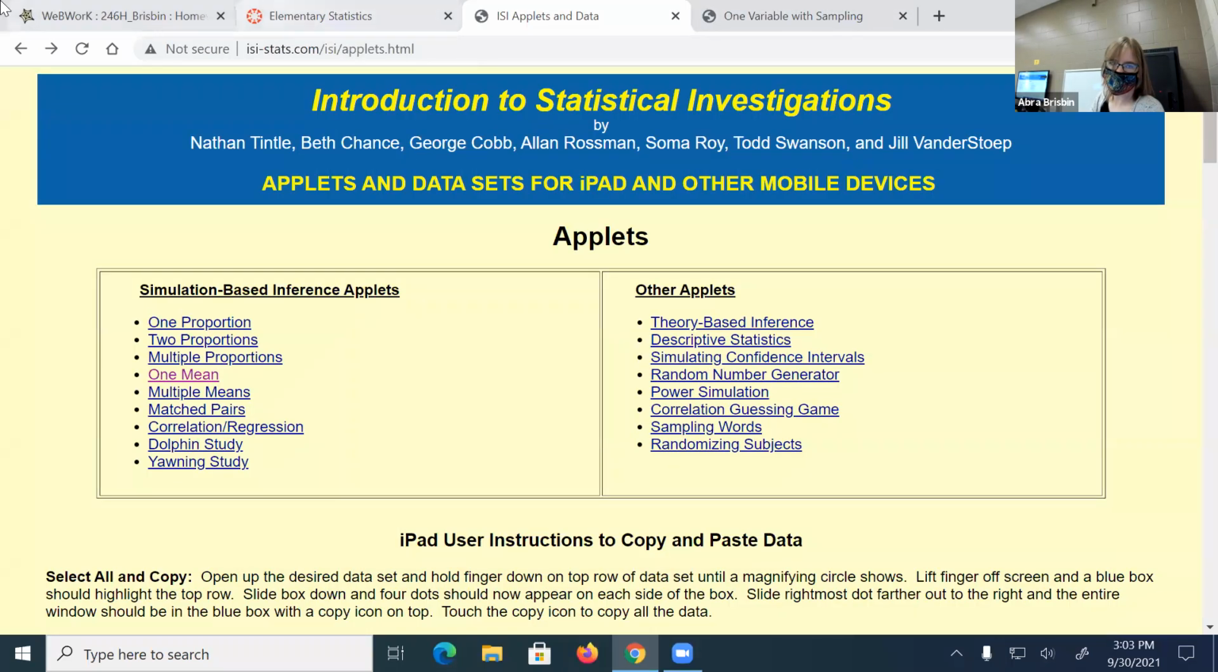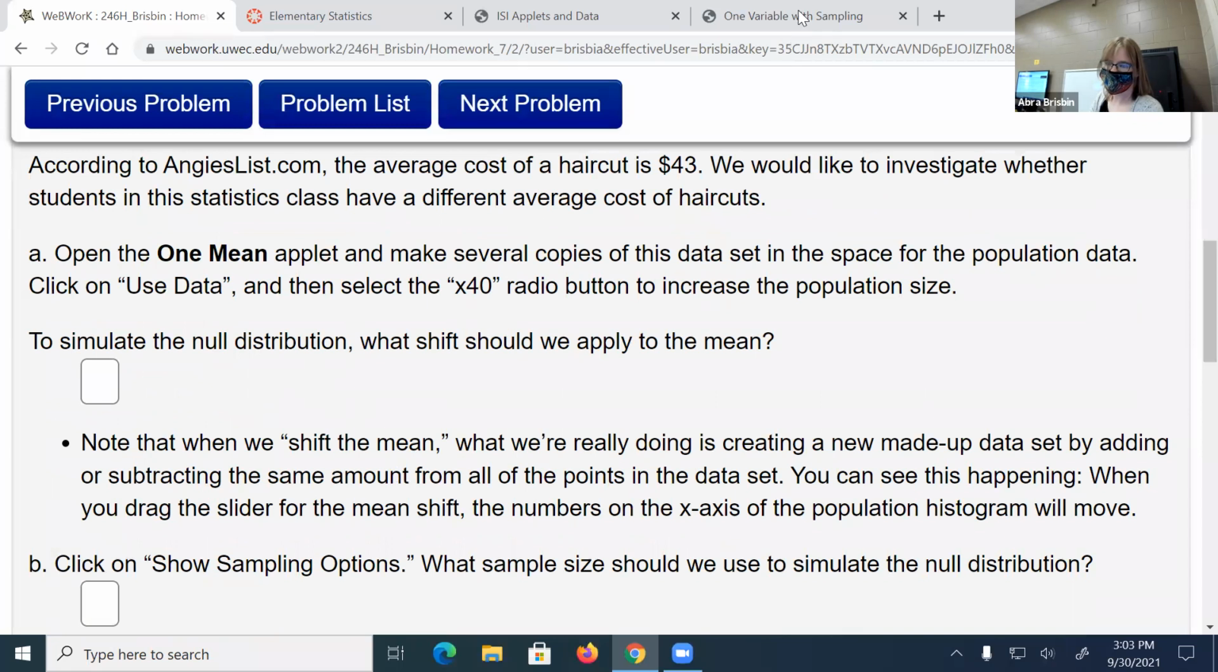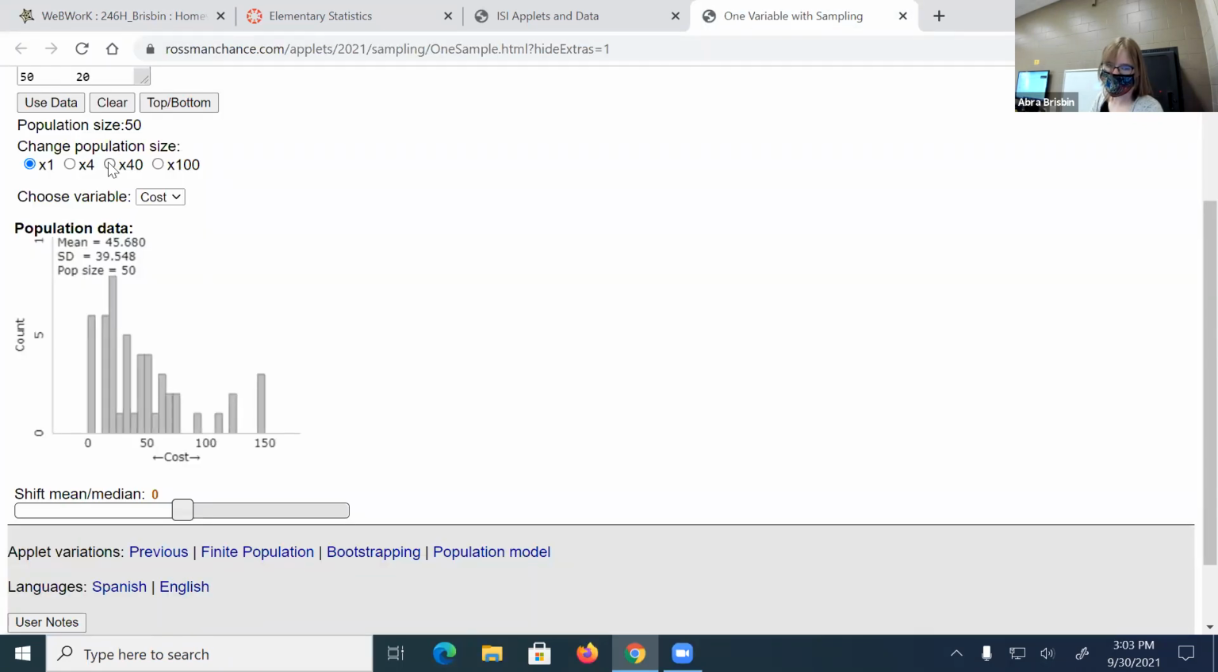Oh, and I'll go ahead and select the times 40 button to increase the population size. And then we'll apply a mean shift until the mean of the population is 43. And I'm using the arrow keys to get small adjustments there. So the mean shift that we needed here was negative 2.68. That's because the difference between 43, that was the hypothesized value, and the sample mean, which was 45.68, the difference between those is 2.68.